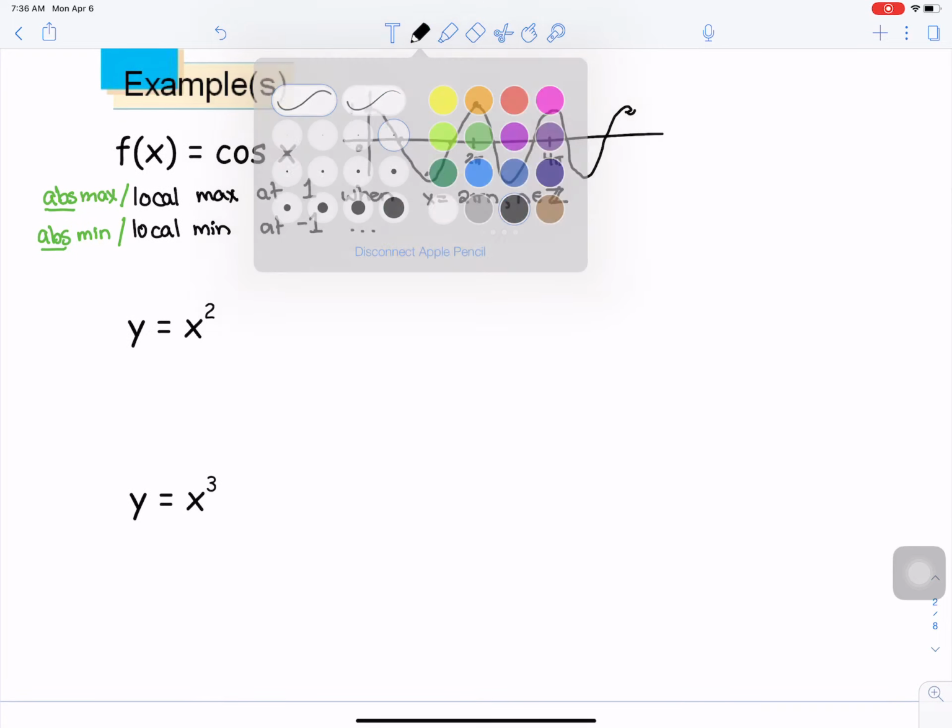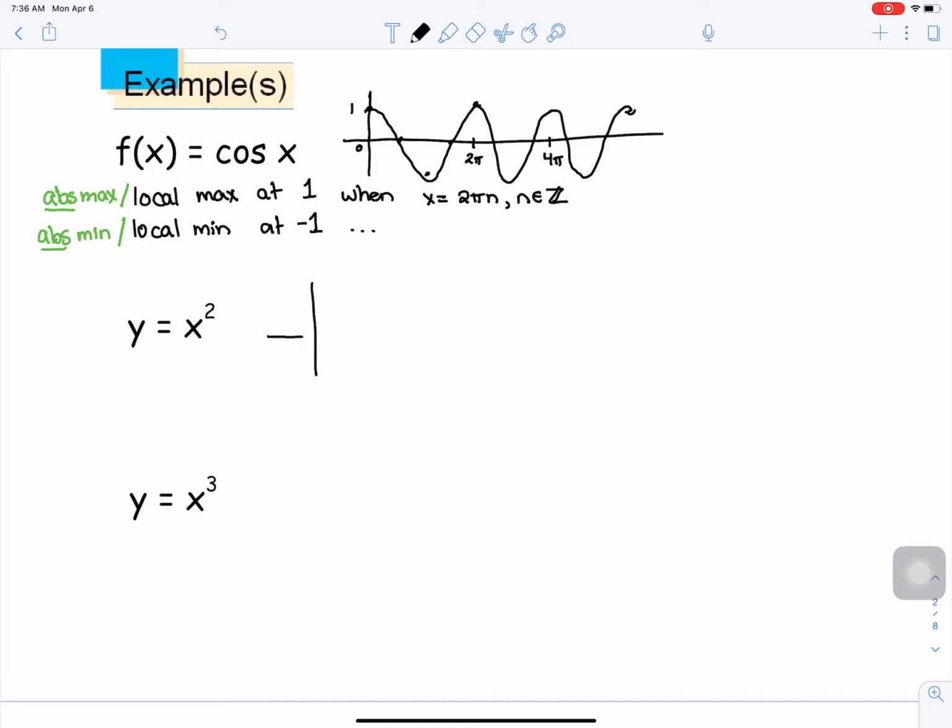When we look at the graph of y equals x squared, you want to ask yourself, what is the highest point you see? Now, because these are going up to infinity, there is no maximum. So I'm going to say no local or absolute max. There are no little bumps or hills or valleys or anything like that for a maximum.